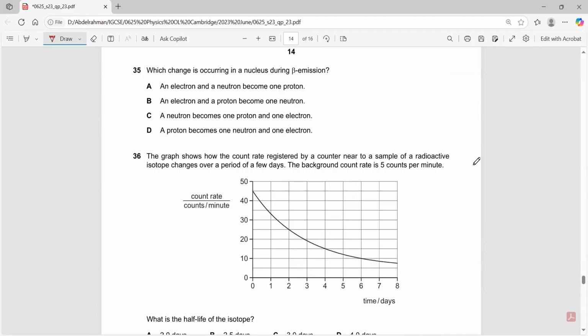Which change is occurring in the nucleus during beta emission? Beta emission produces this electron. An electron and neutron become one proton? What? An electron and a proton become one neutron? A neutron becomes one proton and one electron. This does seem right. A proton becomes a neutron? No. So it is, yes. The neutron splits into a proton and an electron.